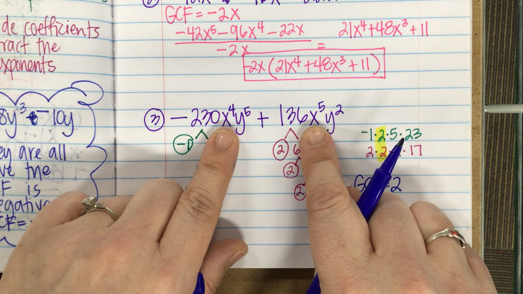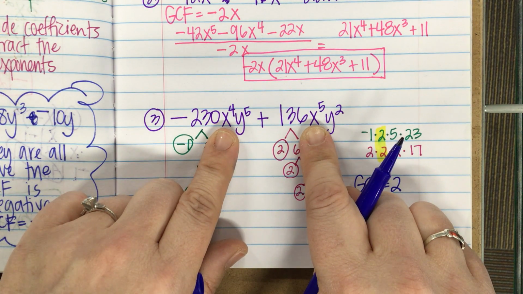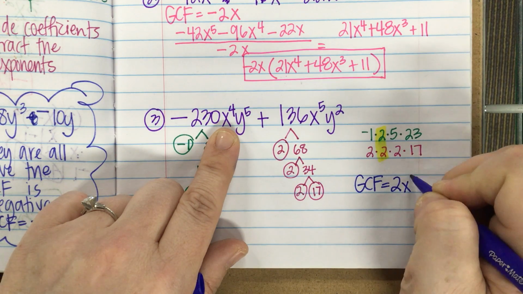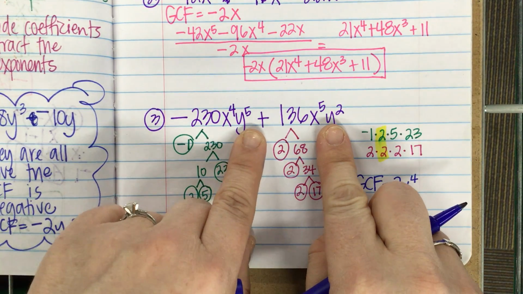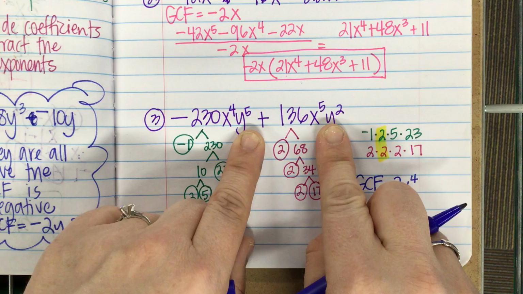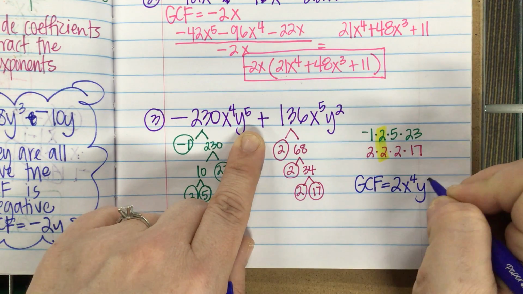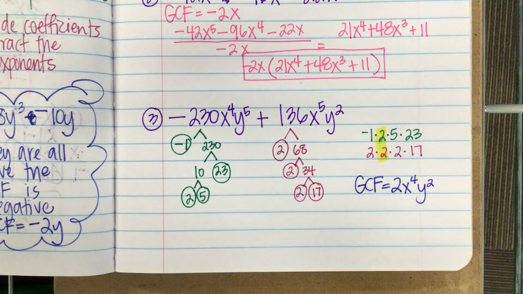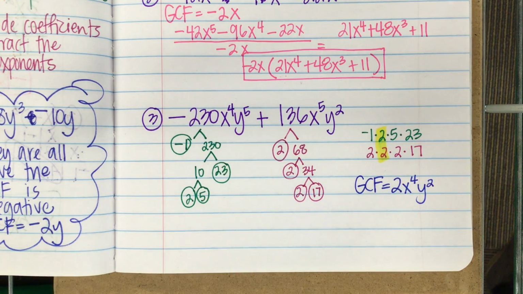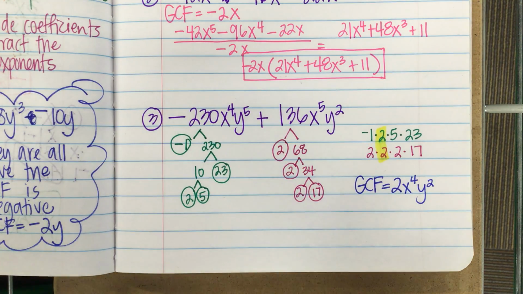How many x's do they share? 4. X to the 4th. How many y's do they share? 2. Y squared. Don't forget about your variables. It's going to be one of the more common mistakes that we make, you forget about your variables.